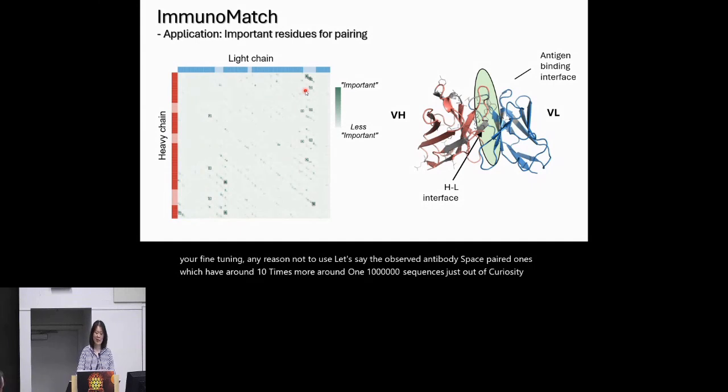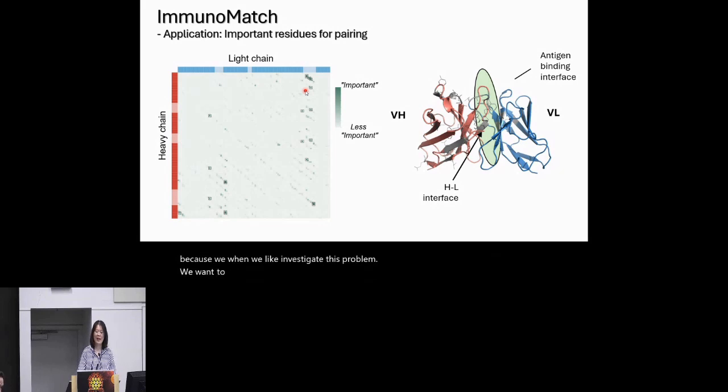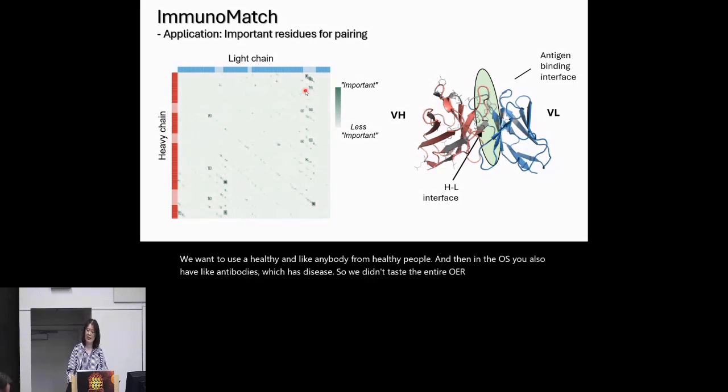Yes, because when we investigate this problem, we want to use antibodies from healthy people, and in the OAS you also have antibodies from disease. So we didn't take the entire OAS. We just used the healthy antibody repertoires. And I think some of the datasets are already in OAS.